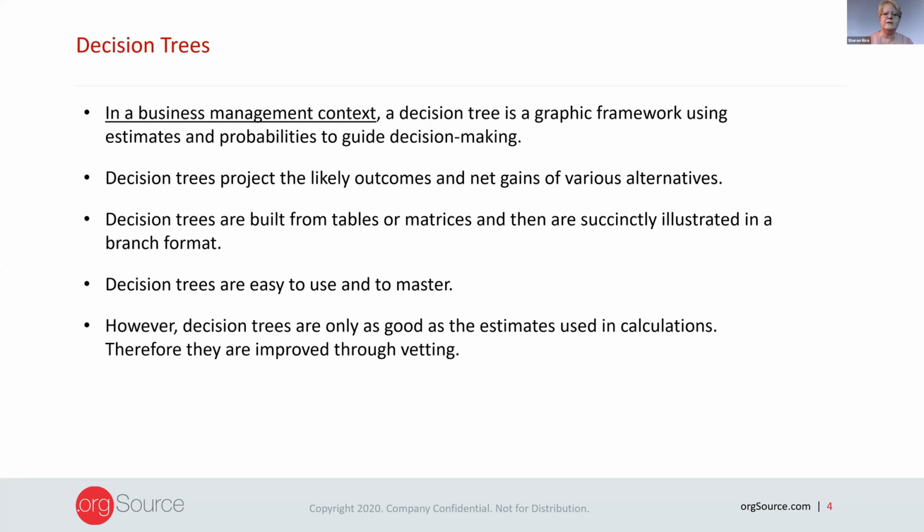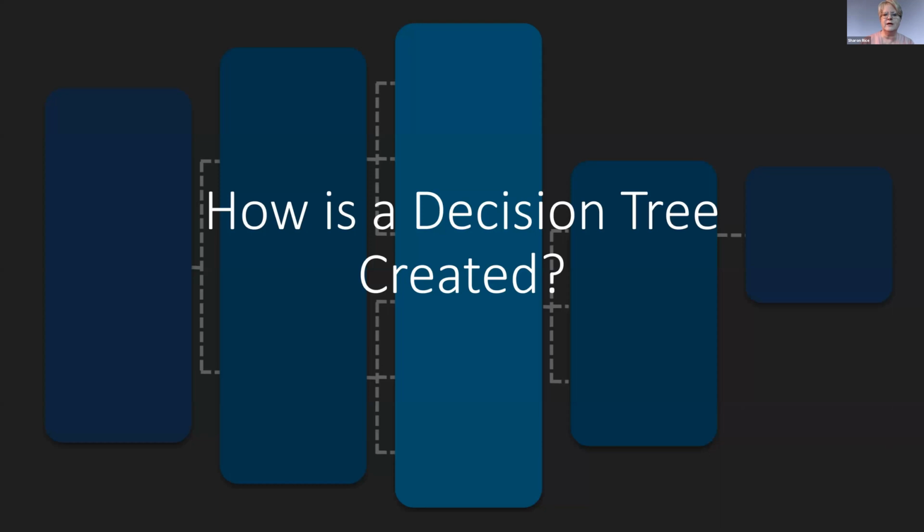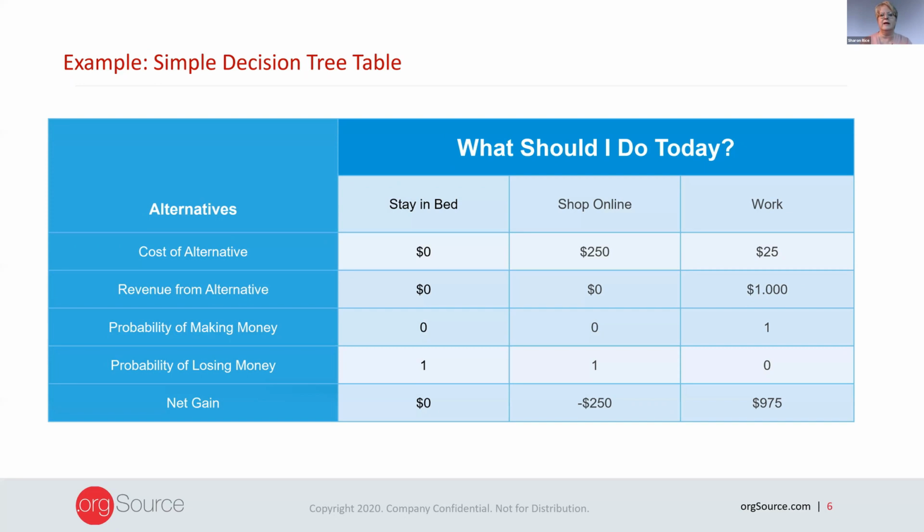All right, so how is a decision tree created? We're going to start with a very simple example, and the question that we're dealing with here is, what should I do today? So I have a table that I've set up here with my alternatives. You can see in the columns, I have the choice. I can stay in bed, I can shop online, or I could actually work. Those are my alternatives. In this example, we're going to start with the cost of the alternative.